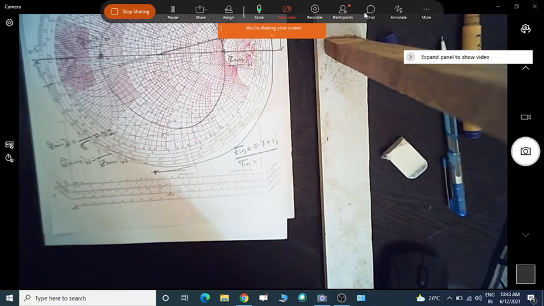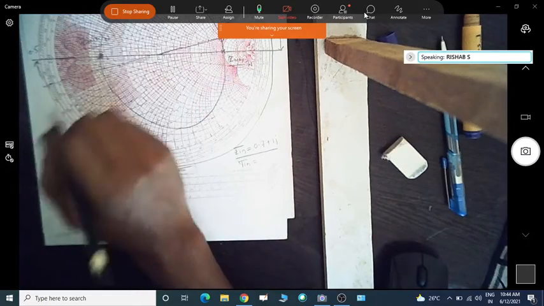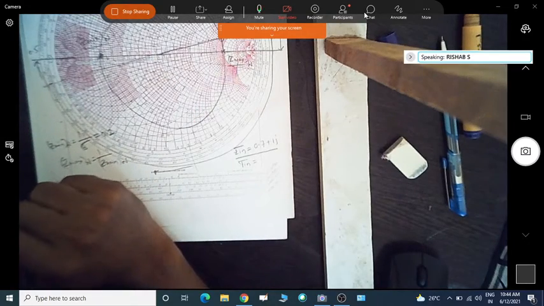Hello, are you getting 0.2? Sir, it's between 0.2 and 0.3, sir, when we draw the VSWR circle. Between 0.2 and 0.3? Yes, sir.